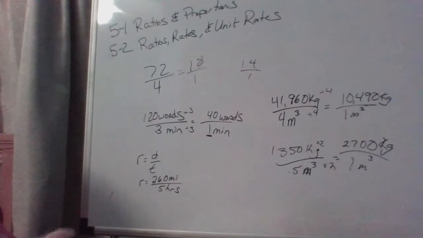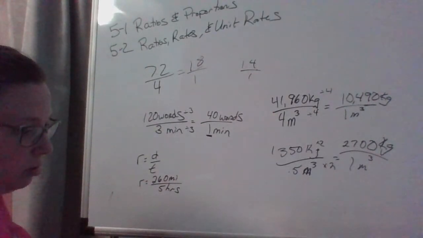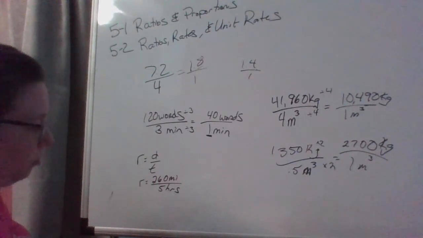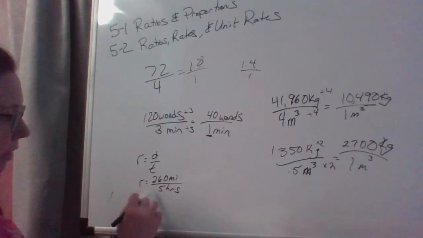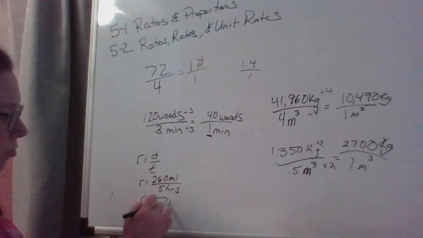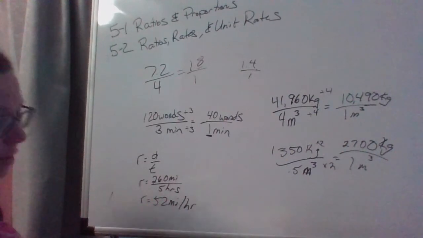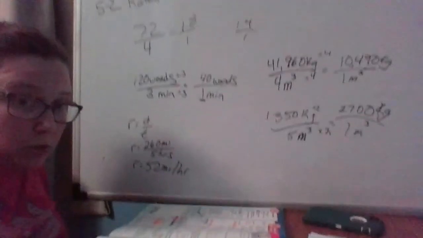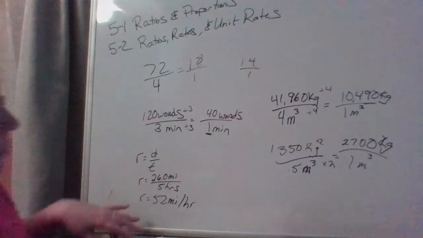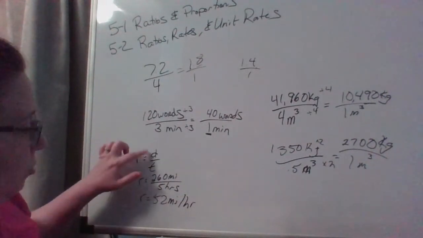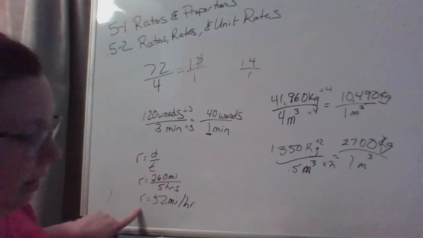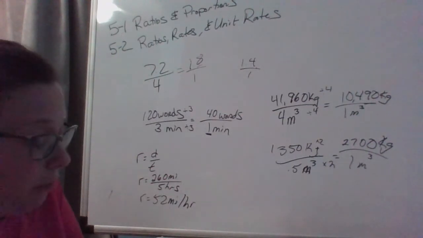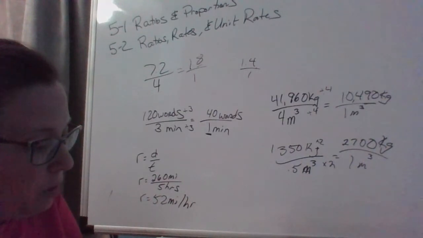So if we reduce that to 1 hour by dividing this out, we're going to say that their rate was 52 miles per hour. So that's how you would do a distance formula problem. You're going to plug in what they gave you, which in this case was the distance and the time. We divide that out, we'll get the rate, which is how fast they were going, 52 miles per hour.